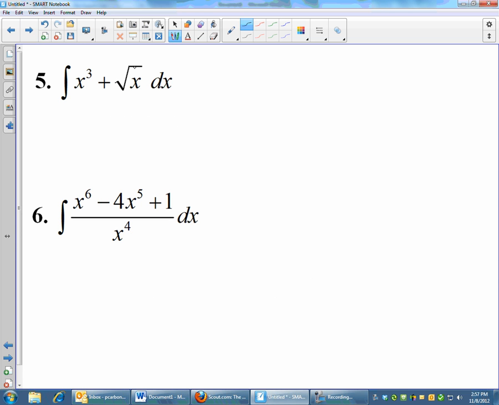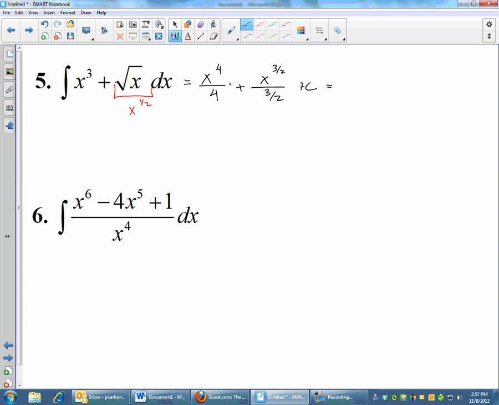Let's see, let's try one. X cubed plus square root of x. Well, square root of x, when I do the antiderivative, I'm going to do the same thing I did when I was doing derivatives. I'm going to change that to x to the 1/2, because I like to see that exponent. And I'll follow my rule. X cubed, 3 plus 1 is 4. Divide by the new exponent. Plus x to the 1/2. 1/2 plus 1 is going to be 3/2. Divided by 3/2. Plus some constant. And don't forget the plus c.